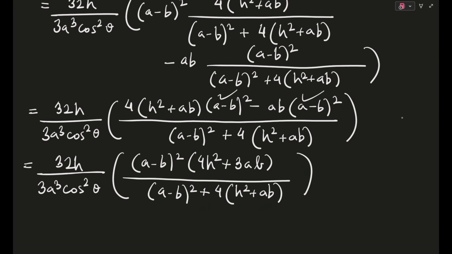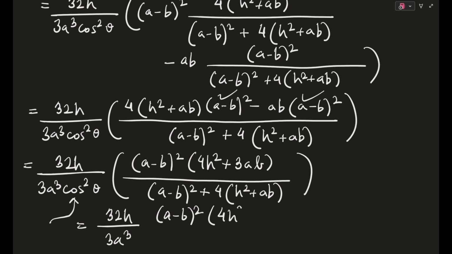Now guys, something is still left: we haven't put cosine square theta here. If we put that, what will come out is 32h by 3a cube, and this thing will be (a minus b) whole square. I'm writing it fully, okay? I will show you the cancellation that will occur.